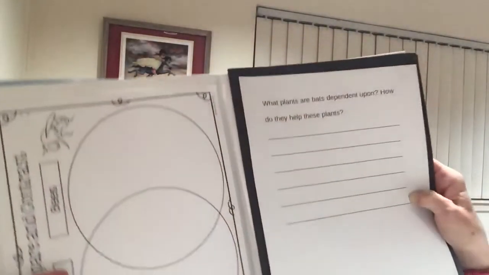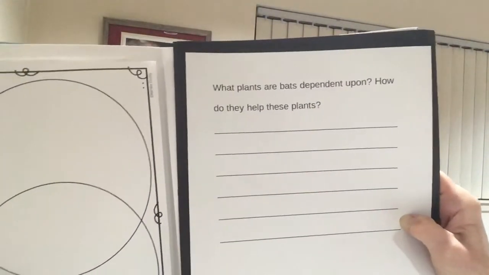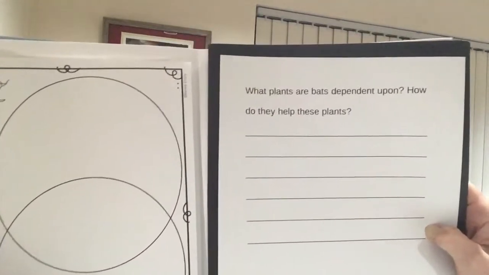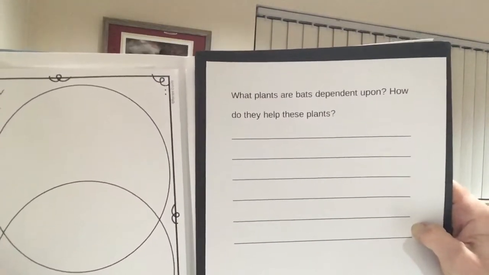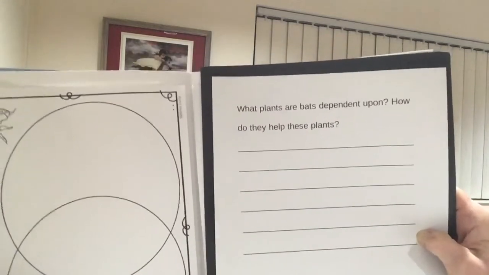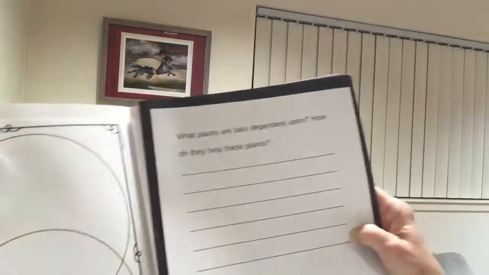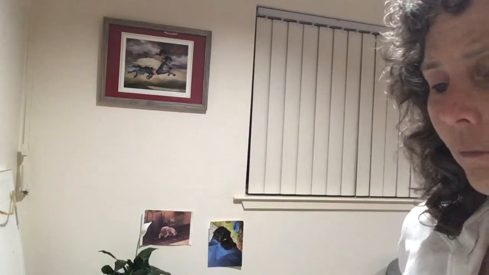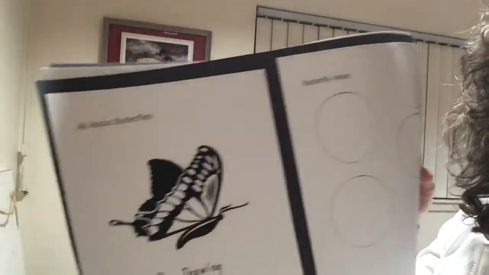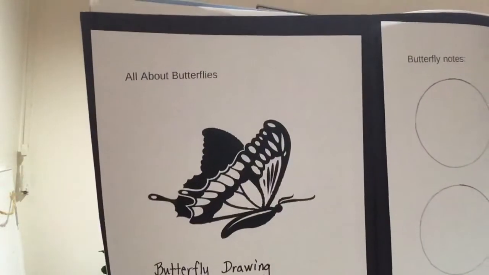Then to wrap up your bat section, you want to make sure that you tell about the plants that bats are dependent upon and how those plants are dependent on bats. How do they help the plants? So after bats, we studied butterflies. So the next section is going to be all about butterflies.